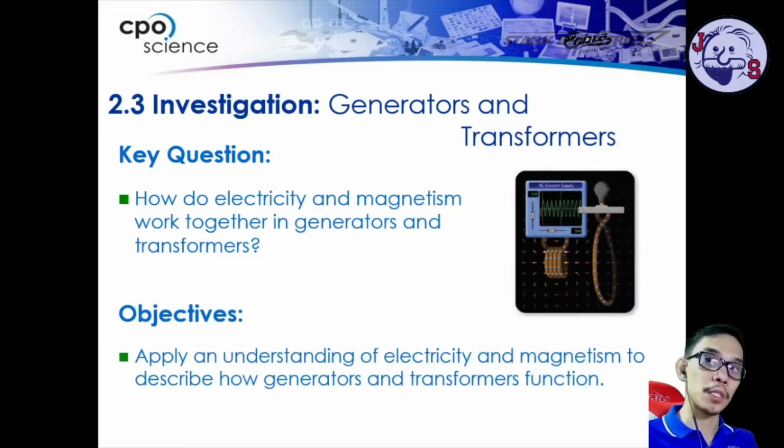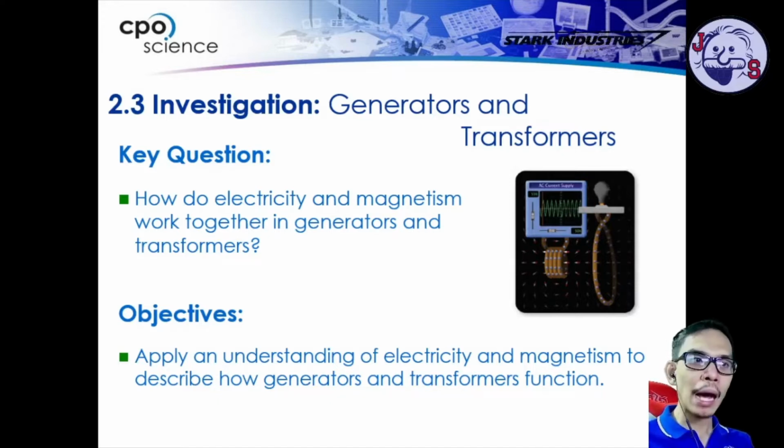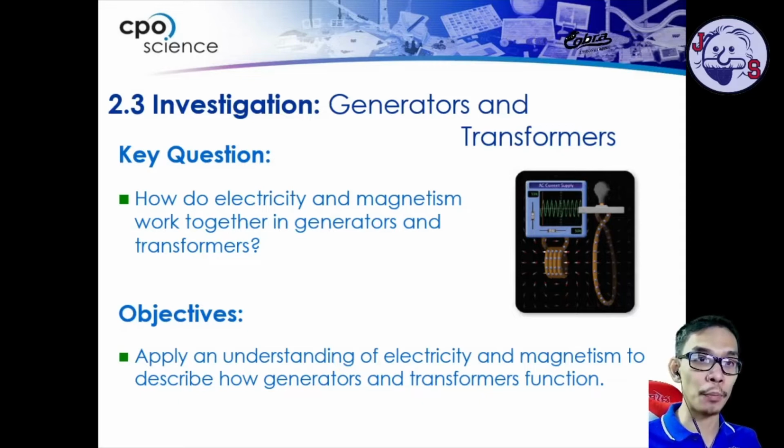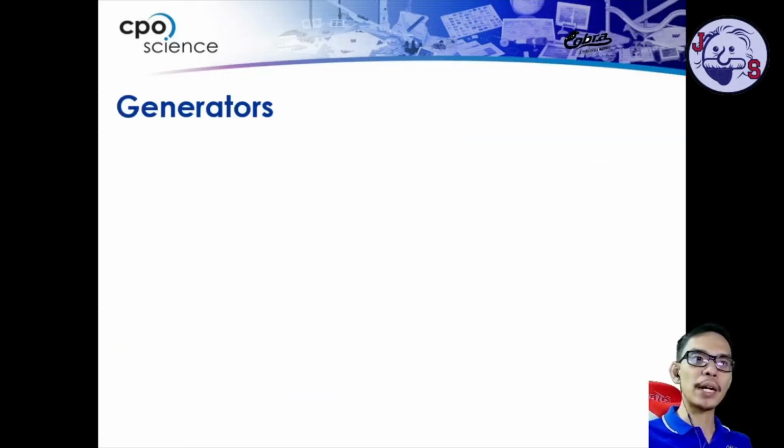So the objective of this particular video lesson is to apply an understanding of electricity and magnetism to describe how generators and transformers function. Basically, at the end of the day, you should be able to describe how these two devices function respectively and how they produce electricity that helps us in our daily lives. All right, so let's start first with the generator.